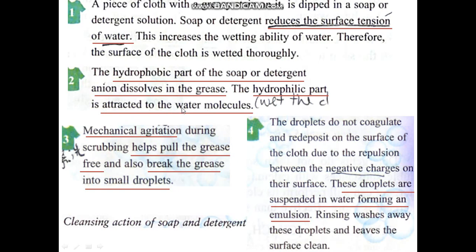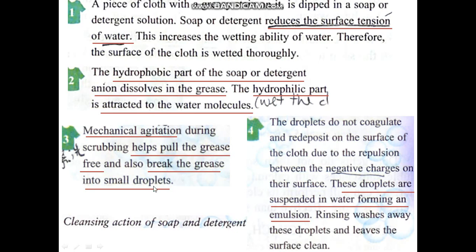And the next sentence: mechanical agitation. You rub when you wash clothes. Mechanical agitation will help pull the grease free, the grease which is first attached to the cloth. The dirt, the dirty stuff, is first stuck on the cloth. Now you rub it, and this grease, this stain, will be pulled up from the cloth. Pull the grease free from the cloth and break the grease into smaller droplets.